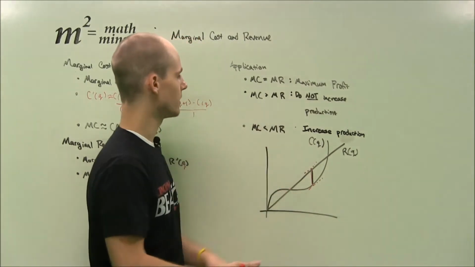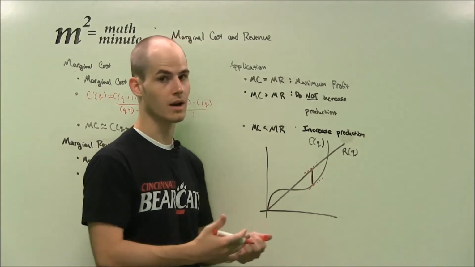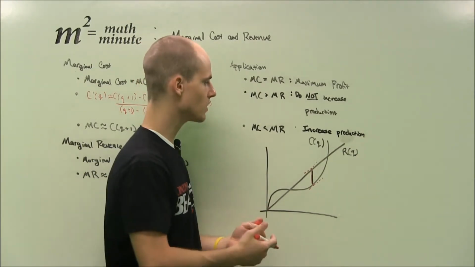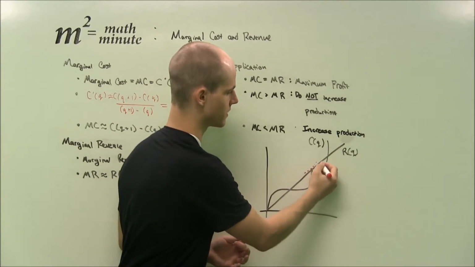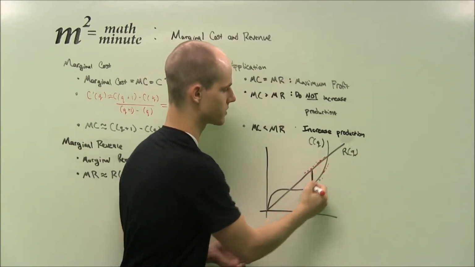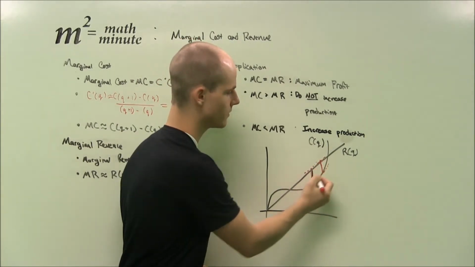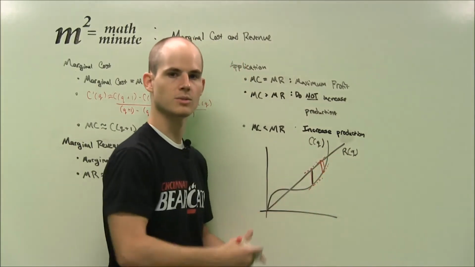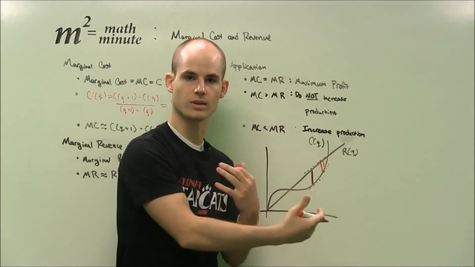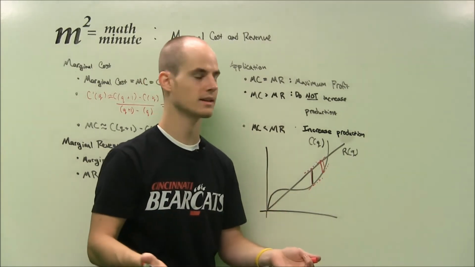Another idea is if marginal cost is greater than marginal revenue, we do not want to increase production. What that says is if the slope of the cost function is greater than the slope of the revenue function, we don't want to increase to another unit. Because if you notice here, this distance is going to be greater than that distance. So by increasing production by 1, we're actually going to decrease our profit. So that doesn't make sense.